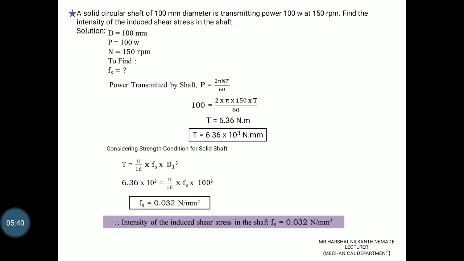Considering the strength condition of the shaft, now the shaft is a solid circular shaft, so T is equal to pi by 16 multiplied by Fs into D1 cube. Substituting all the values, I will get Fs is equal to 0.032 Newton per mm square. Therefore, intensity of the stress induced, shear stress in the shaft, Fs is equal to 0.032 Newton per mm square.